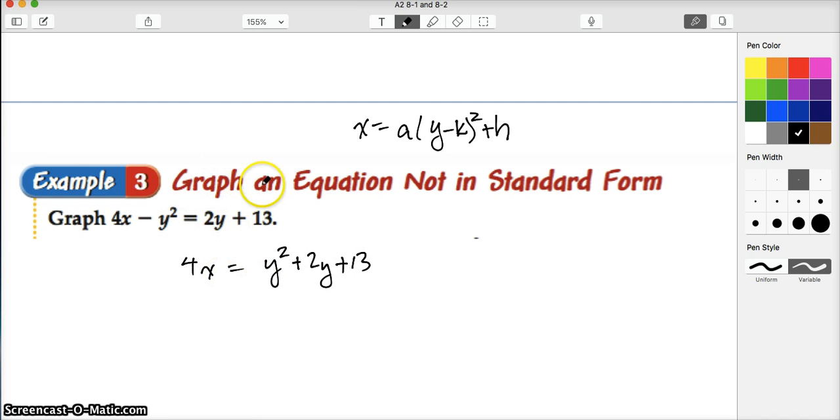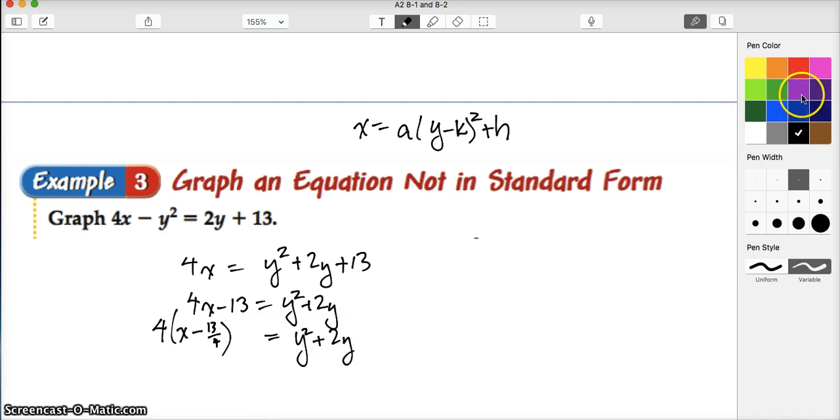What I'm going to do now is move the 13 over, and I'm going to factor out the 4. I know this sounds crazy, but just check me out. 4x minus 13 is equal to y squared plus 2y. And then now I can complete the square over here. I'm going to factor out the 4. When I factor that 4 out, I get 4 times (x minus 13 over 4) is equal to y squared plus 2y.